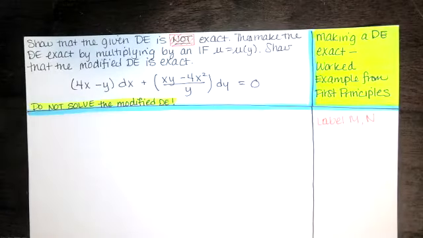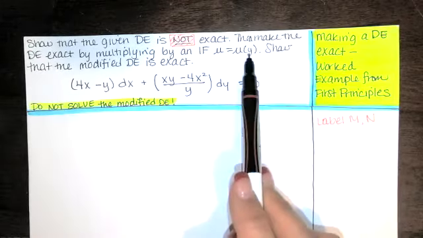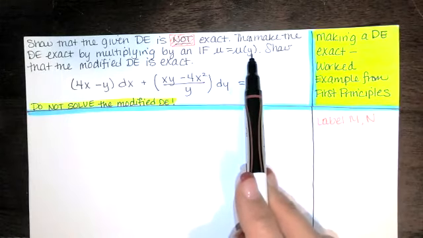In this video, we show an example of how to make a differential equation exact. In this example, we will make the differential equation exact starting from first principles. Now, the problem statement says, show that the given differential equation is not exact, then make the DE exact by multiplying by an integrating factor. And from this, we see that our integrating factor should be a function of y only.